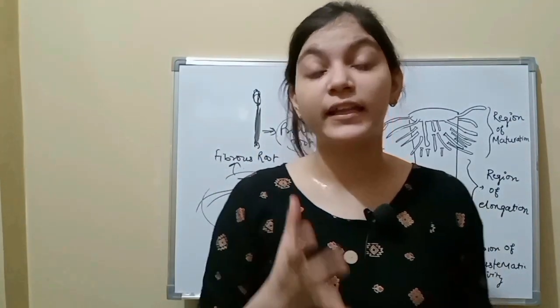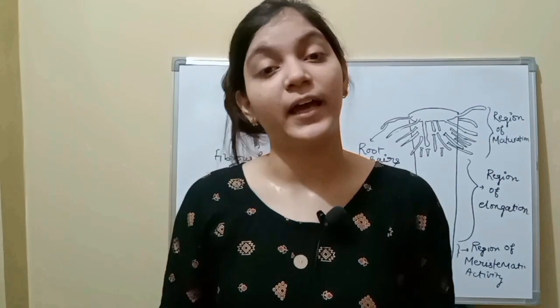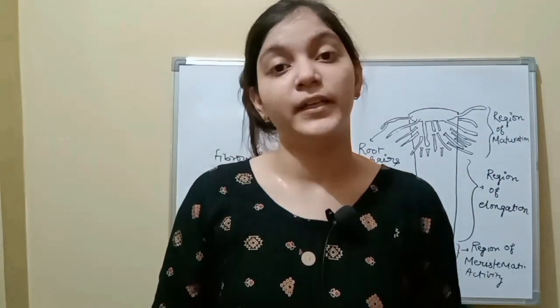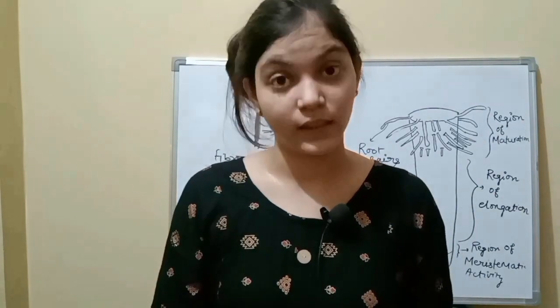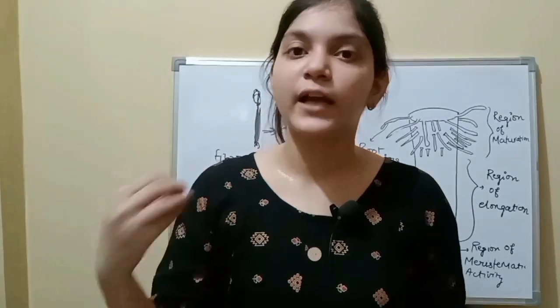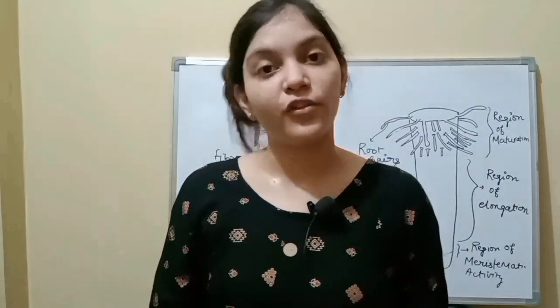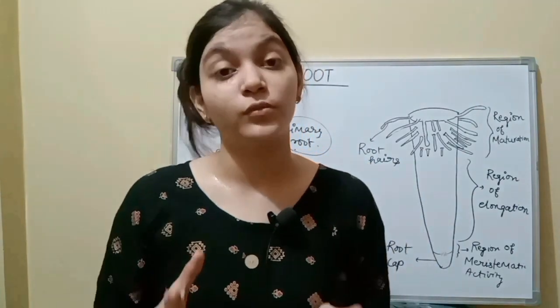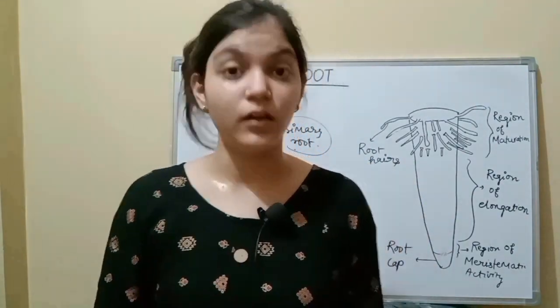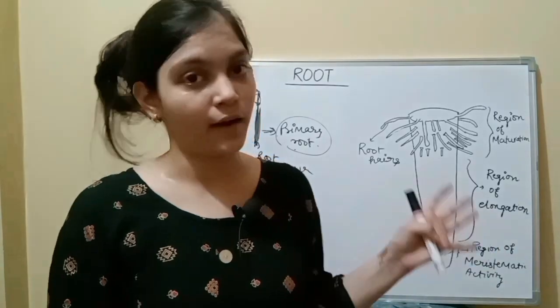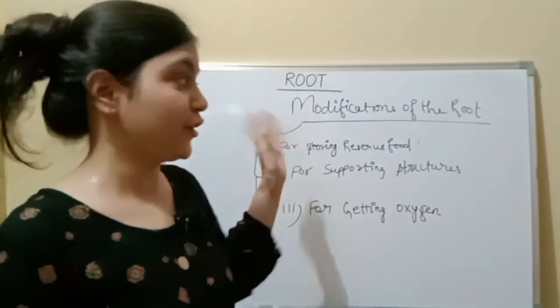So that's why the root has a special type of tissue, the root apical meristem tissues, and they are present at the root tips. So who is regulating these root apical meristem tissues? Those are auxin hormones, and these auxin hormones are formed in the shoot part of the plant. Now let's understand the modifications of the root.